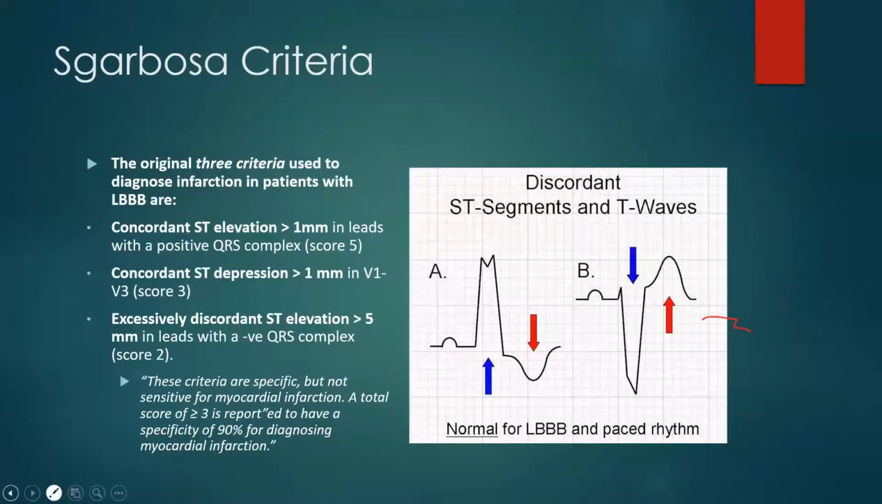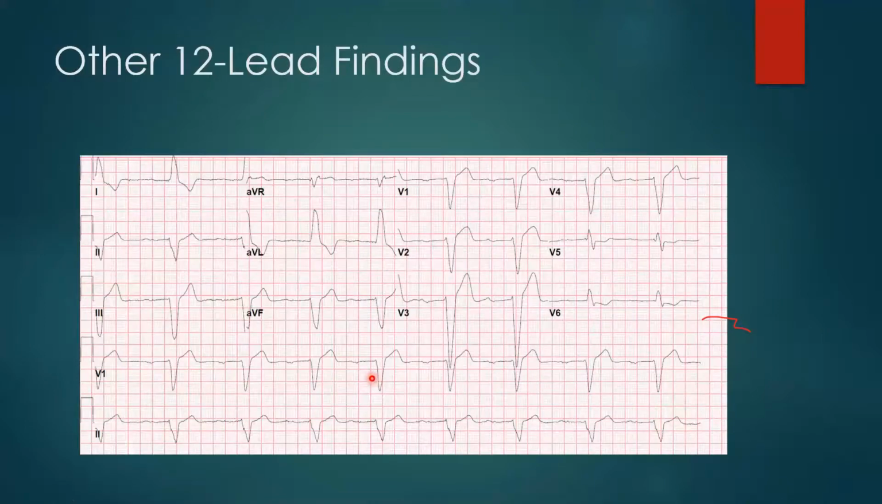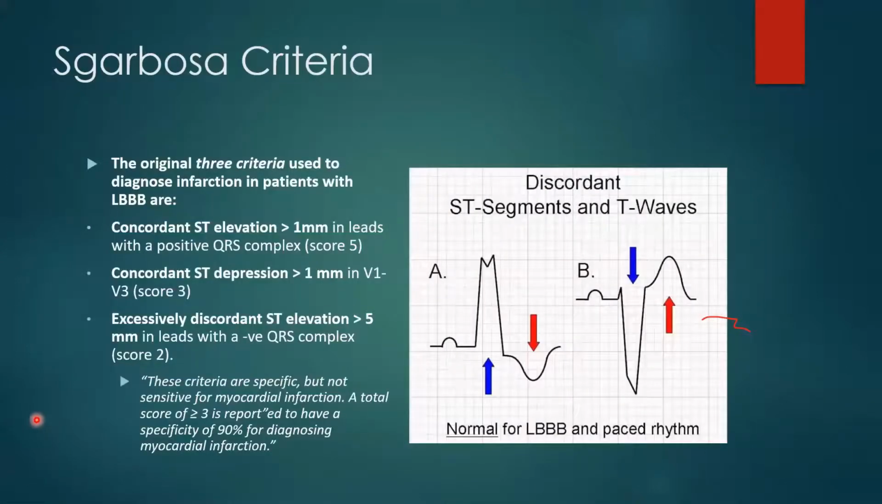So when someone does have a left bundle branch block, how do you tell if they're actually having an MI? Well, glad you guys asked that question. We use what's called the Sgarbossa criteria. There are three criteria that you can meet. You don't have to meet all three for it to be considered positive. You have to basically get a score of 3 or more, so it's either 1 or 2 of these that you'll have.